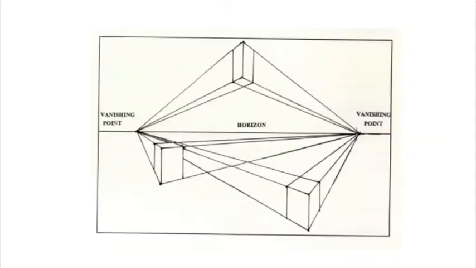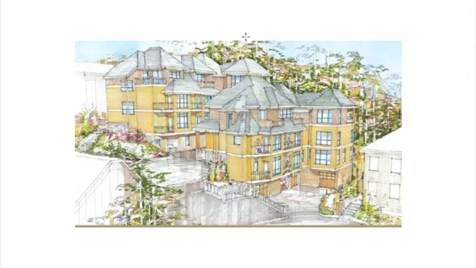Two-point perspective, we will have two vanishing points, again, on the eye level or horizon line. And again, things above, we will see the underneath. Things below, we will see the tops. But notice now we don't have any right angles on any of these objects. So no right angles, that means two-point perspective. This architectural rendering is in two-point perspective.